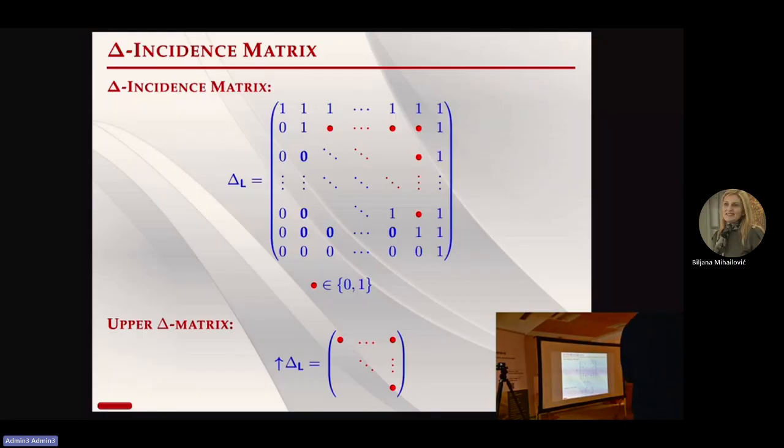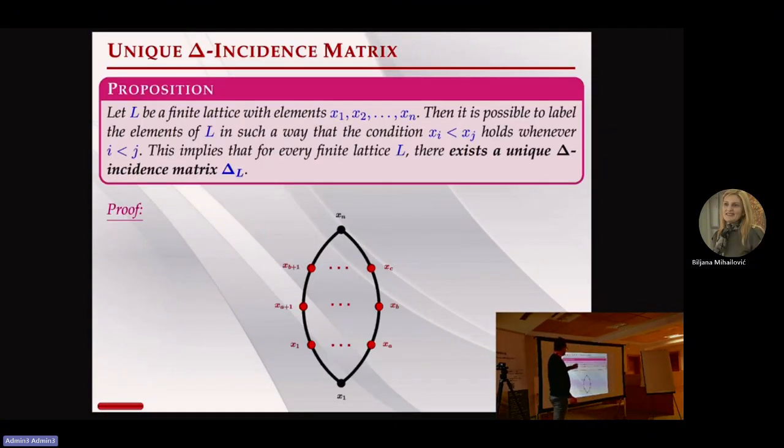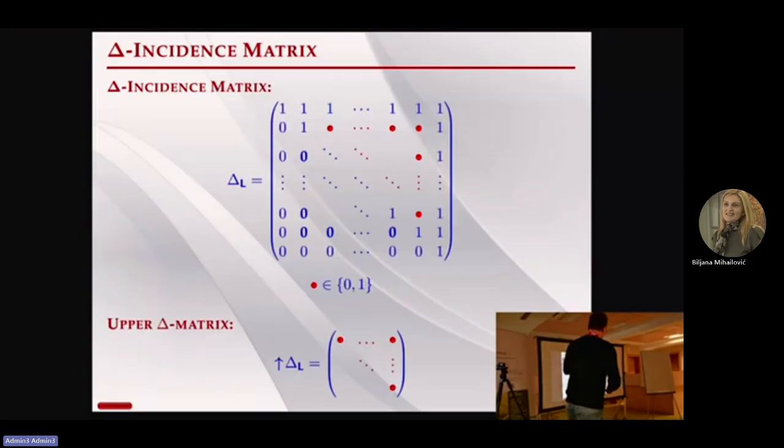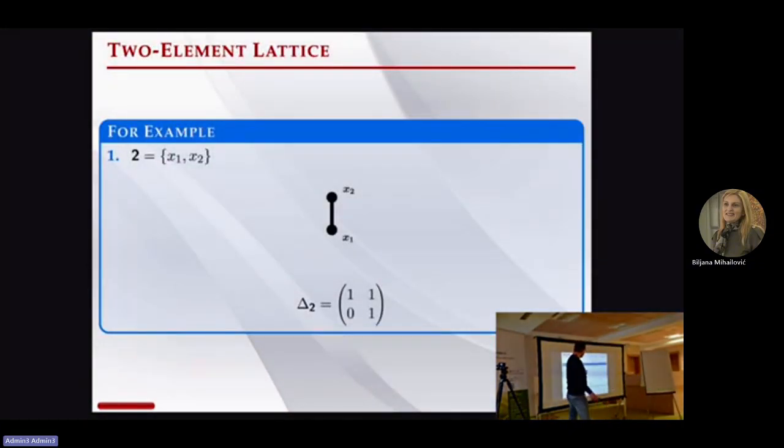So based on this definition, this idea is proved by this proposition, which says that elements in any finite lattice we can label by the distance from the least element. Based on this, we can use only this part above the main diagonal. So some examples. A 2-element lattice, and this is its delta incidence matrix.